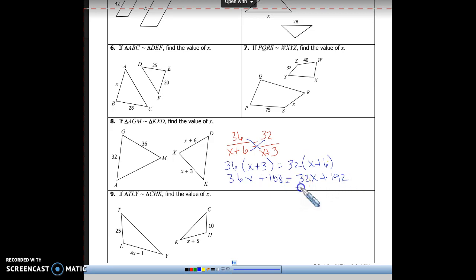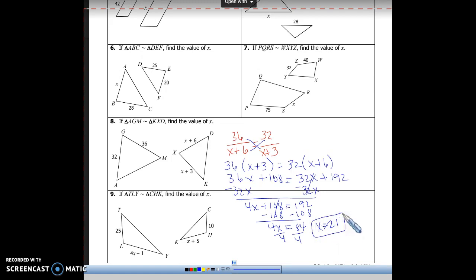Now I'm just going to solve this equation. I'm going to subtract the 32x over. That's going to leave me with 4x plus 108 equals 192. Subtract the 108 over. And I get 4x equals 84. Divide by 4. So x is 21. Okay, so I want you now to try numbers 5, 7, and 9.